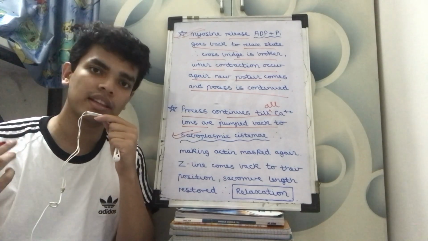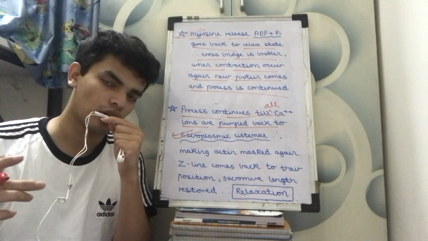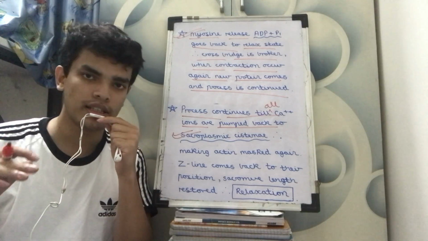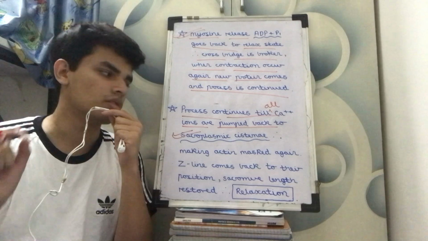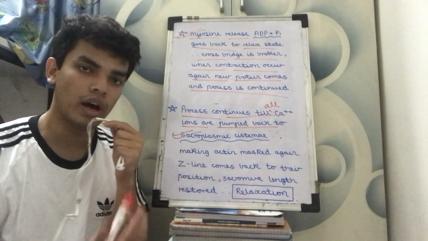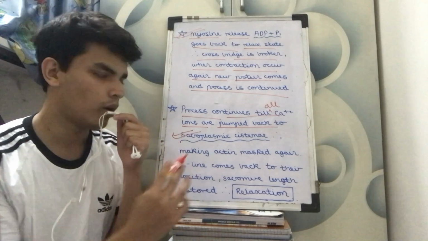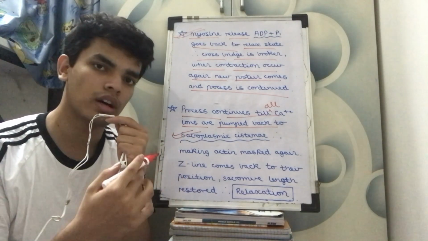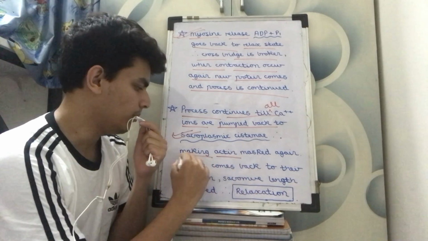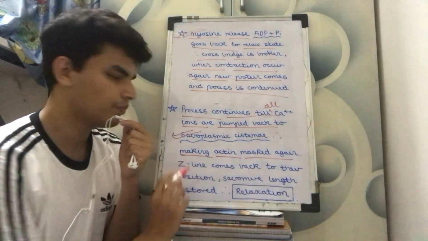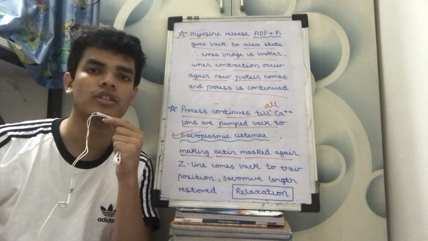So till when does this process of breaking and a new protein coming, or the contraction, occur? It occurs till all the Ca plus ions are again sent back to the sarcoplasmic cisternae. And why does it continue till then? Because when all the Ca plus are sent back to the sarcoplasmic cisternae, then it is making actin masked again. So why was contraction taking place in the first place?